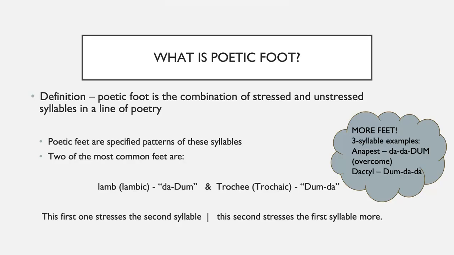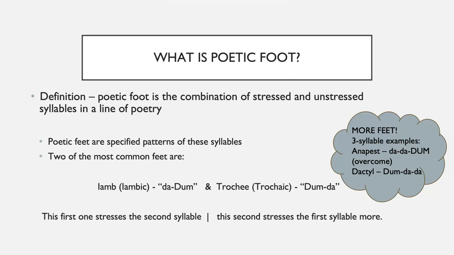So, what is poetic foot? Poetic foot is the combination of stressed and unstressed syllables in a line of poetry, and specifically the types of patterns that you find of these syllables. For example, two of the most common feet are the iamb and the trochee. For an iamb, you feel this sort of rhythm in the text where the second syllable is stressed the most. So you have this da-dum sort of feel. And then in the trochee, the first syllable is stressed more. You have this dum-da.